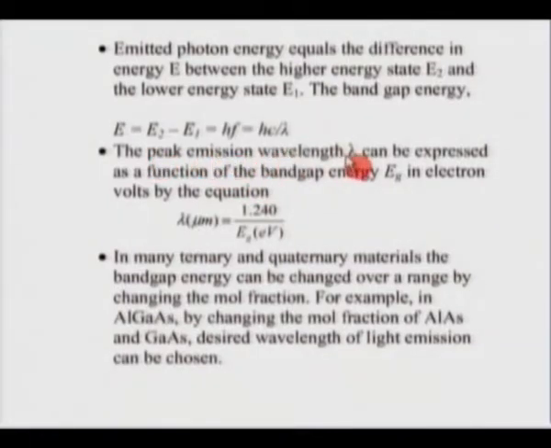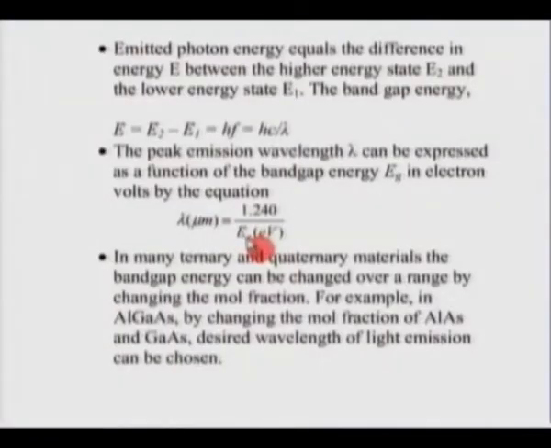Now the peak emission wavelength lambda we can express in a more convenient way in terms of the band gap energy by the equation lambda is equal to 1.24 divided by Eg in electron volt. So we see that just by changing the band gap we can get different light. So this is how you get different colors. We know that the visible spectrum is from about 400 nanometers to about 700 nanometers. At 700 we have red, 600 to 700 you have red, and you have blue somewhere around 300 to 400. Now by changing Eg you can get different values.